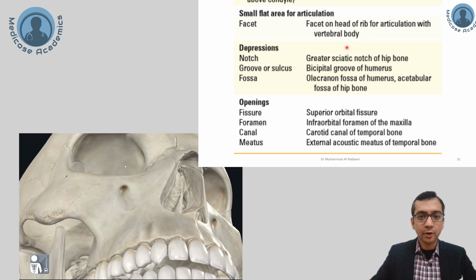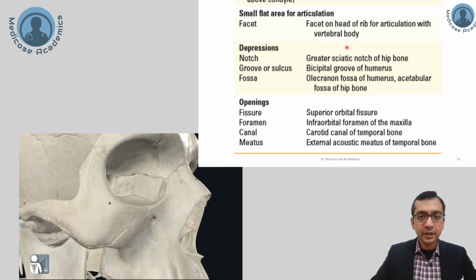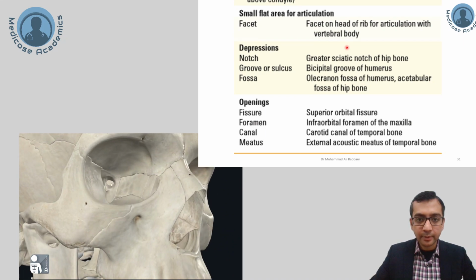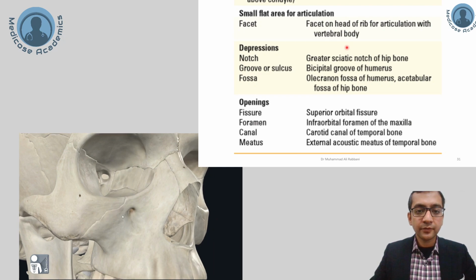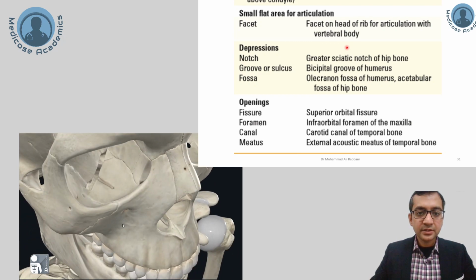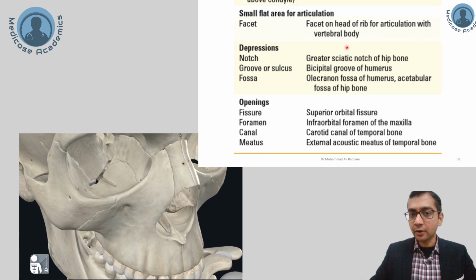Openings are foramen. Here is a foramen, infraorbital foramen, and here are multiple foramen. This is a foramen connecting it to the cranial cavity. Canal, if there is an opening that runs for a long way inside the bone, that is called canal.